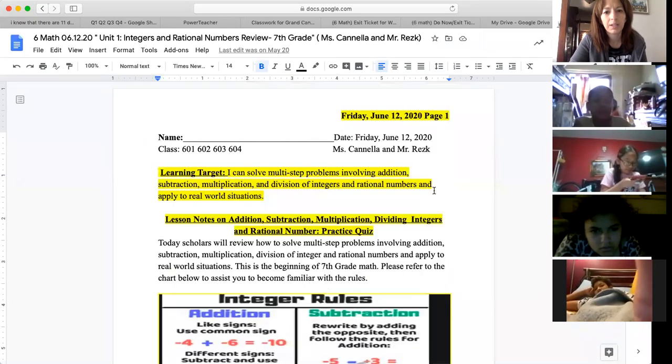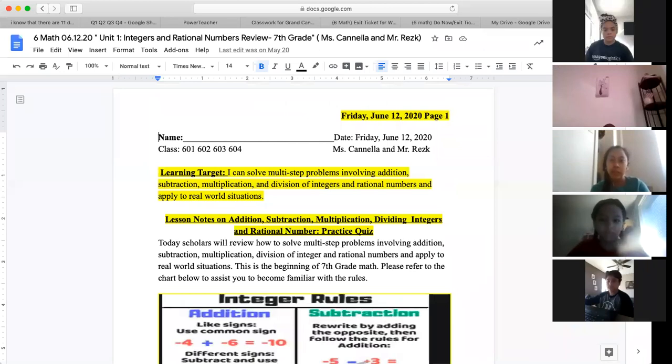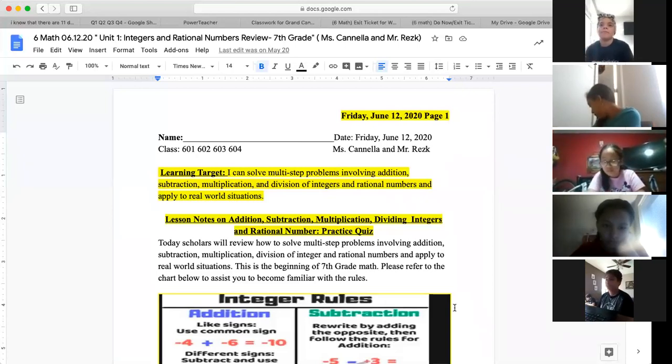All right, let's go over what we're going to be doing. So here's today's packet. You need to be sitting up. I am going to call on Jency. Unmute yourself. Can you read me the learning target on my screen, please? I can solve multi-step problems involving addition, subtraction, multiplication, and division of integers and rational numbers and apply to real-world situations. Good. That's what we're going to be working with today.